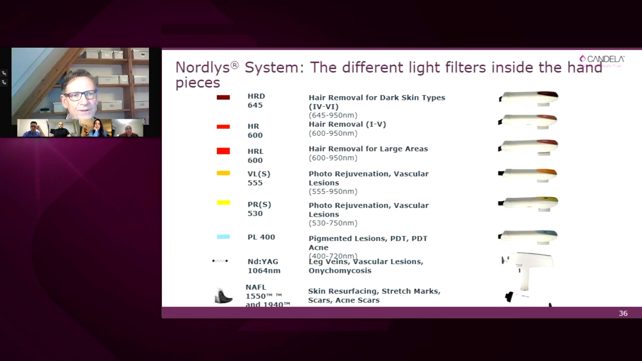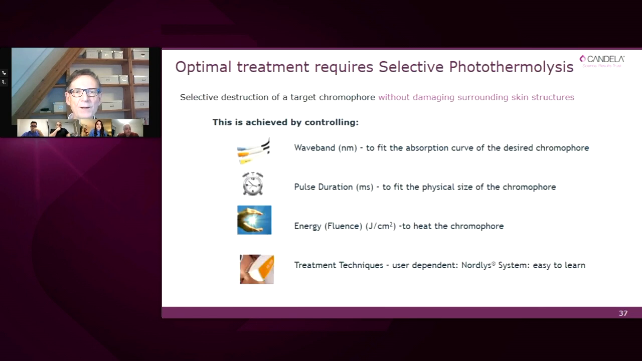And there are many different filters to choose between in the Nordlys system here. And we'll go into a little more detail because of the different indications. The optimal treatment requires selective photothermolysis. And that means that we have to control the waveband, the wavelength that we're using, control the pulse duration, the amount of energy, and also the treatment technique, which is actually quite easy to learn with the Nordlys system.